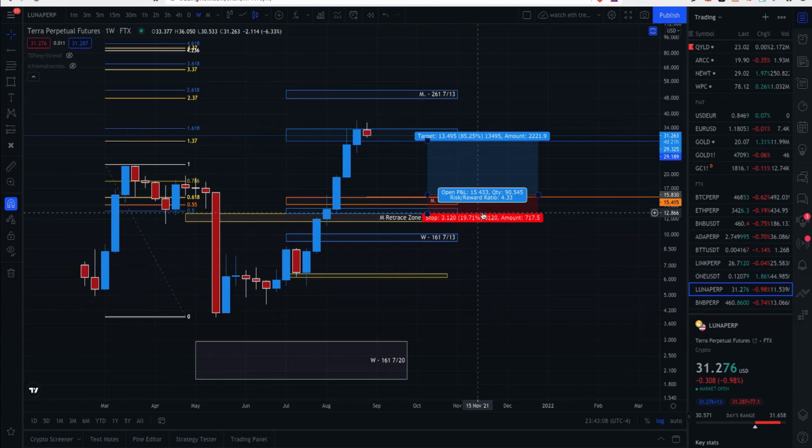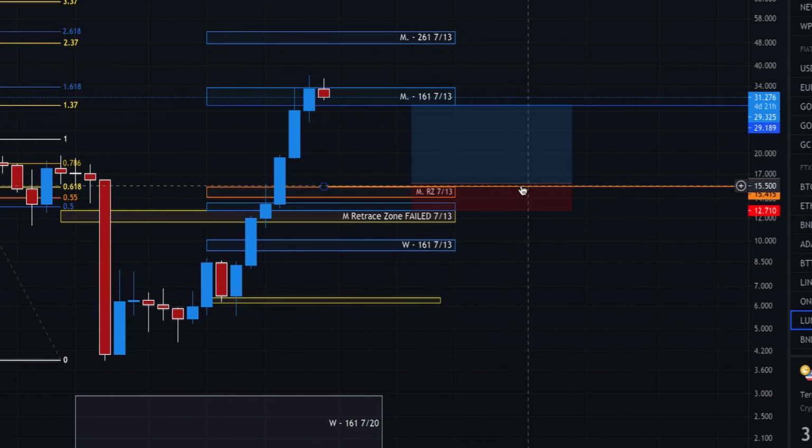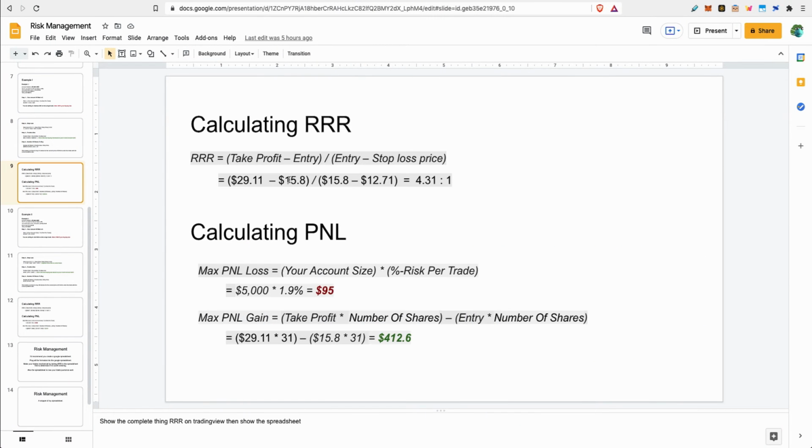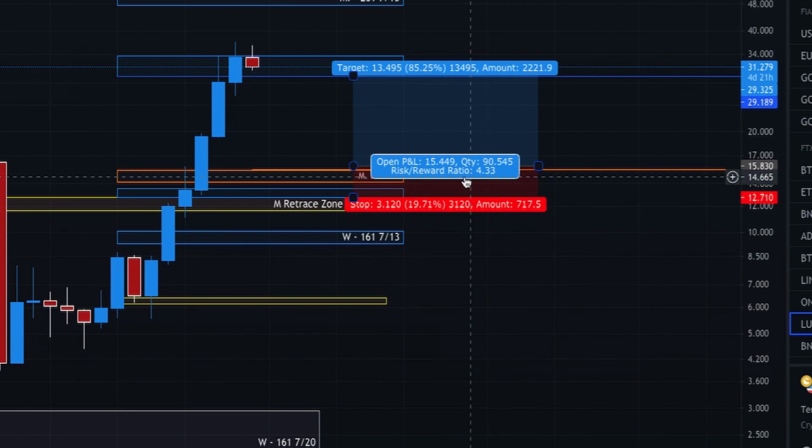Now, the next thing is how to calculate your risk reward ratio. I know you could get it from TradingView, but let's say you want to make your own position calculator in a Google spreadsheet. Risk reward ratio is your target price, or your take profit, minus your entry, divided by your entry minus your stop loss price. The target was $29.11 minus 15.8, divided by 15.8 minus the stop loss price, which is 12.71. So we have 4.31 to 1 risk reward ratio, which is the exact same one, close, because the decimals are different here.